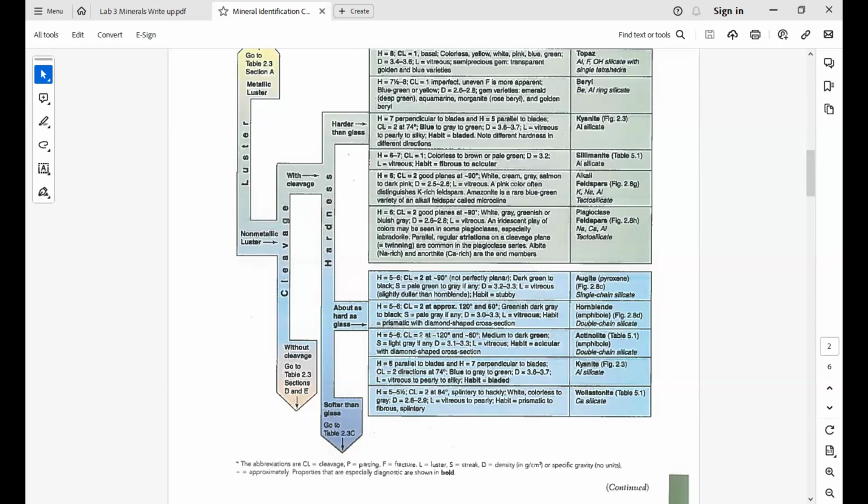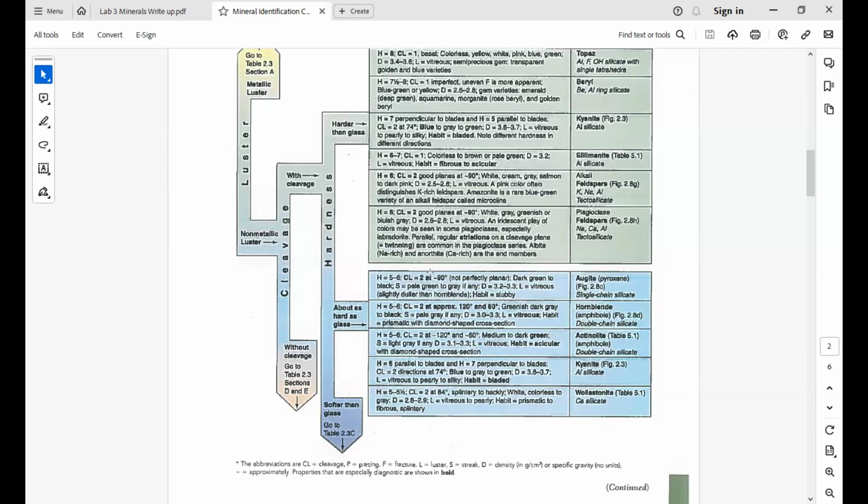Hardness 5 to 6, cleavage 2, 120 and 60, medium to dark green, that doesn't work. Hardness 5 to 6, cleavage 2 at approximately 120 and 60, greenish dark gray to black, streak pale gray, if any, which means that it might give you chunks and not powder if you were to put it against the streak plate. Luster is vitreous with glassy. Habit is prismatic with a diamond-shaped cross-section.